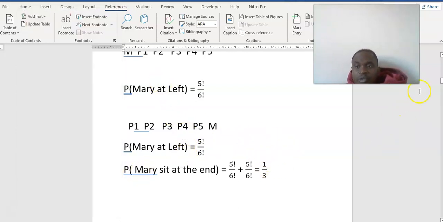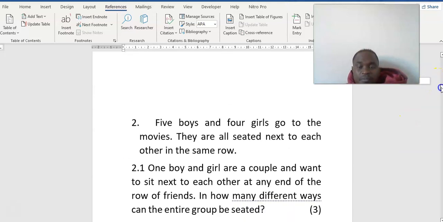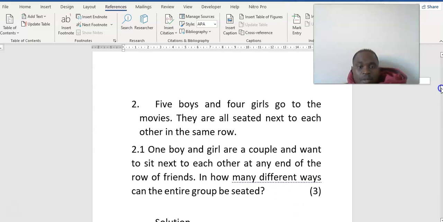Now I hope you are copying this. Make sure your scribbler is there or your notes is there. You write in. You take notes.